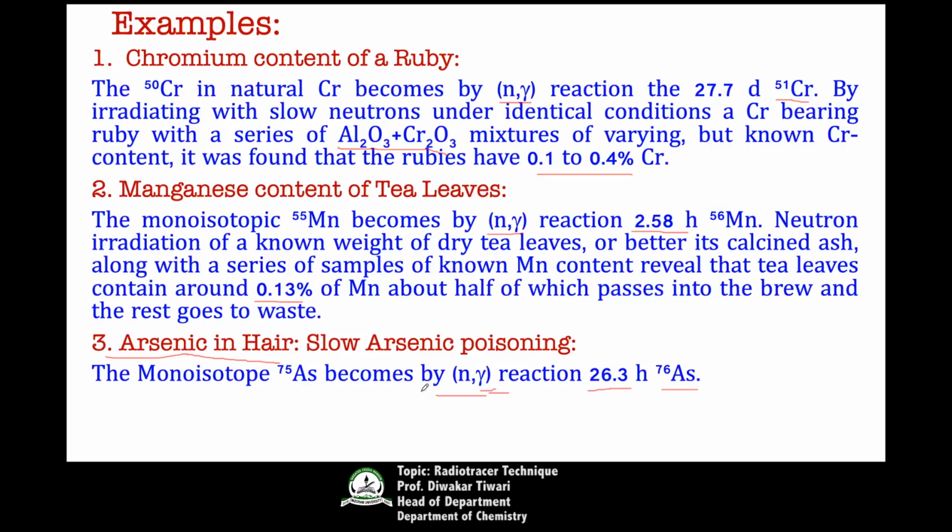So these are some of the examples in which chromium in ruby, manganese in tea leaves, and arsenic in hair can all be analyzed with the help of neutron activation analysis. A large number of applications are there where neutron activation analysis is being used. This is one of the non-destructive analyses. Multi-elemental analysis can be done, and it is quite efficient and very accurate.